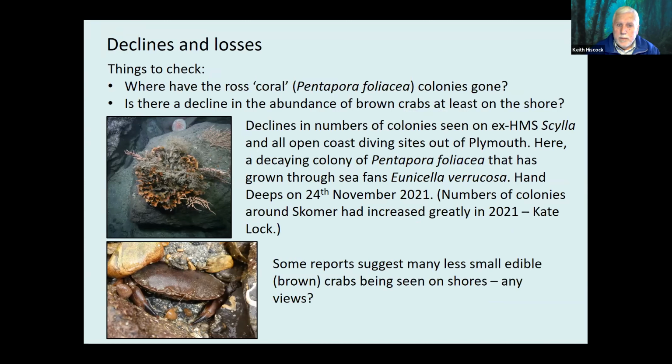Is it anything to worry about? So if we're doing the state of the seas, are we losing anything which is valued and which is important for ecosystem structure and functioning? Now, I've noticed declines in the abundance of this well-known subtidal species, Ross coral, Pentapora foliacea. This is a photograph I took in November last year.